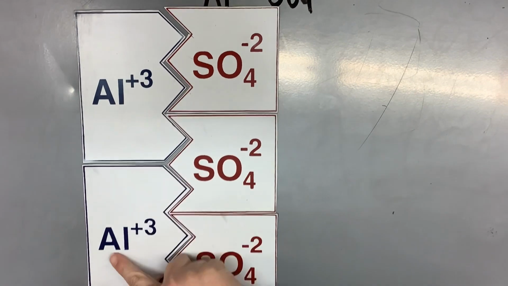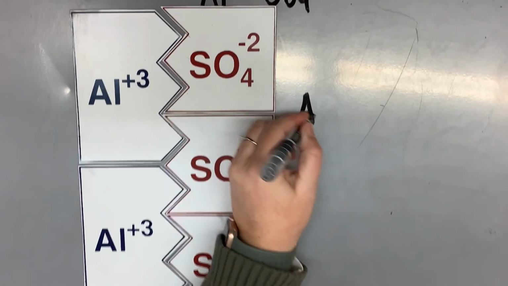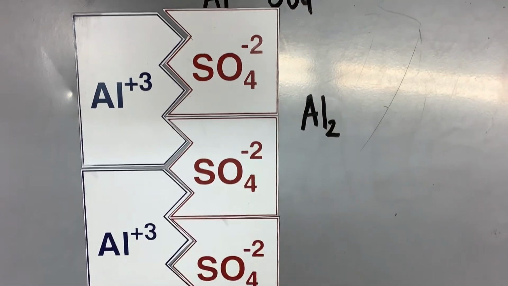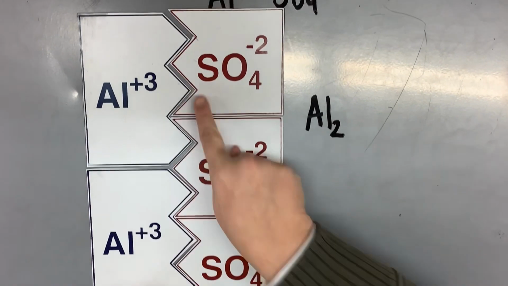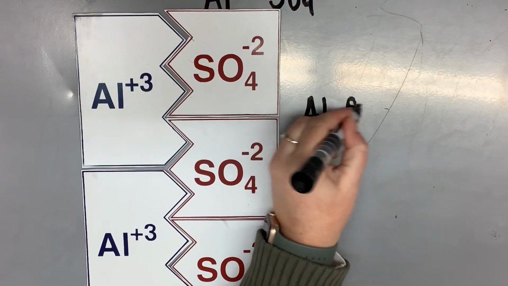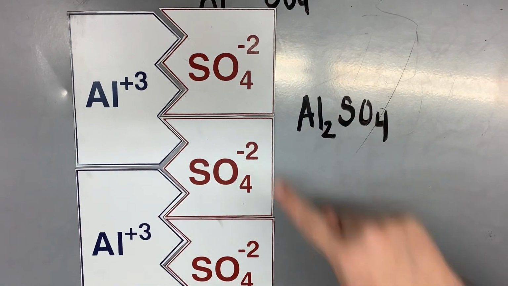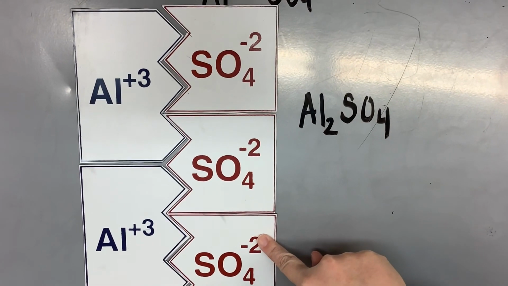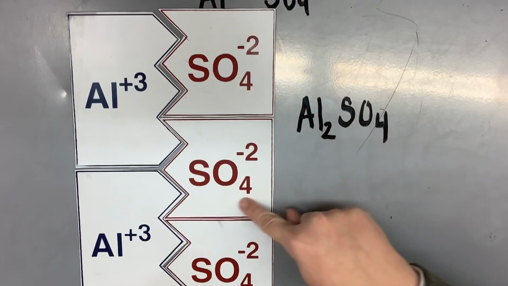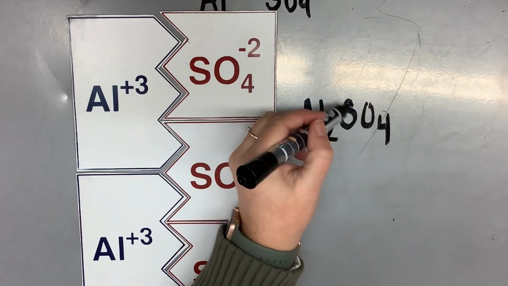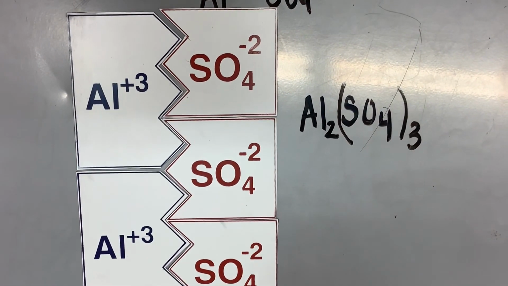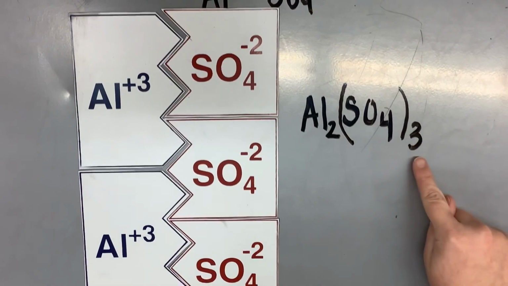I'm going to do my first symbol first here. So we have Al. We have 2 pieces, so Al2. The second part of our formula is SO4, and that whole thing has to go together. So we're going to write SO4. And we have 1, 2, 3 pieces of our SO4. So we have to use parentheses because we need 3 of this whole thing, this whole SO4. To show that, I have to put these parentheses here. And then I put my 3 on the outside because I have 1, 2, 3 pieces.